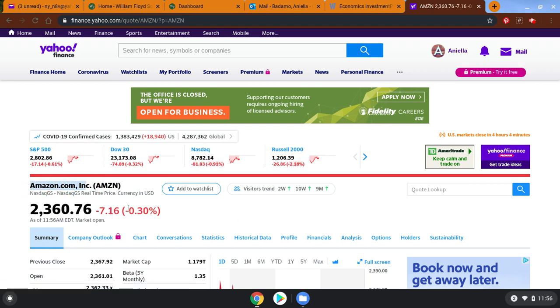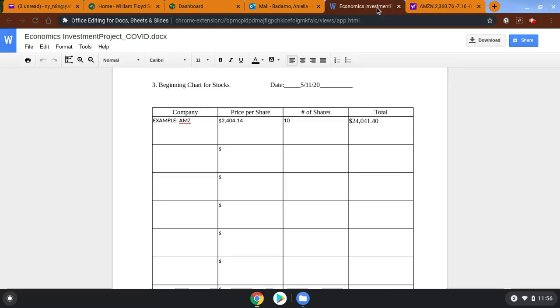And this is the current price that it's trading at in this very moment, $2,360.76. Okay, so a couple of days ago when I put it up, it was up a little bit higher at $2,404.14.